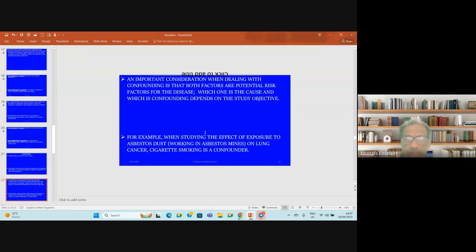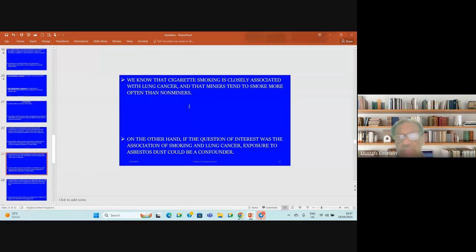For example, when studying the effect of exposure to asbestos dust, working in an asbestos mine, on lung cancer, cigarette smoking is a confounder or a confounding variable. We know that cigarette smoking is closely associated with lung cancer, and that miners tend to smoke more often than non-miners. On the other hand, if the question of interest was the association of smoking and lung cancer, exposure to asbestos thus could be a confounder.